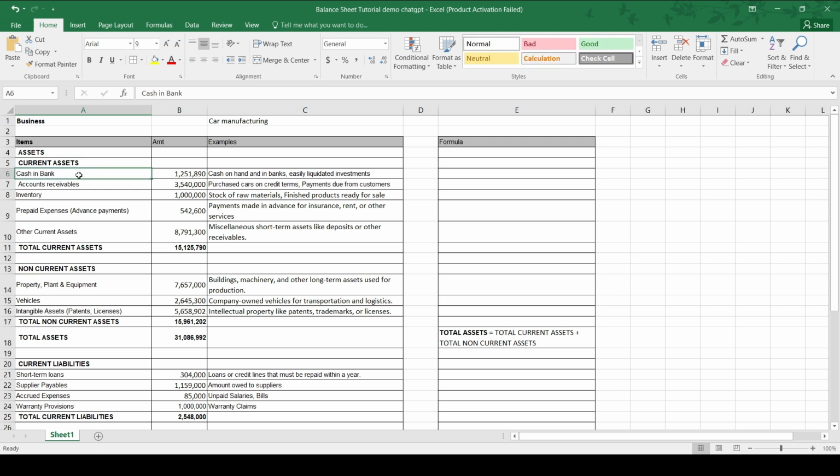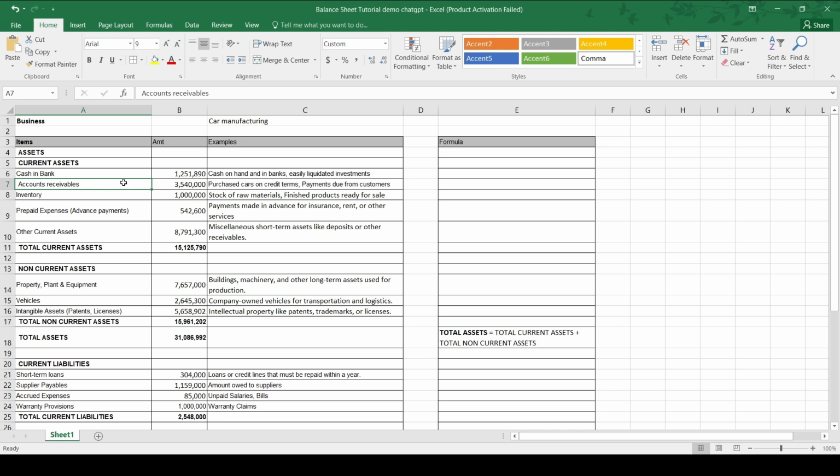These are the assets that the company expects to use up, sell or convert into cash within a year. These are the most liquid assets, meaning they can be easily converted to cash or used in a short period of time. In current assets, we have cash in bank or cash in hand. This includes money in the bank or cash in hand or short-term investments that are easily converted into cash.